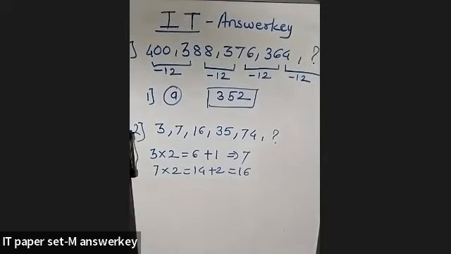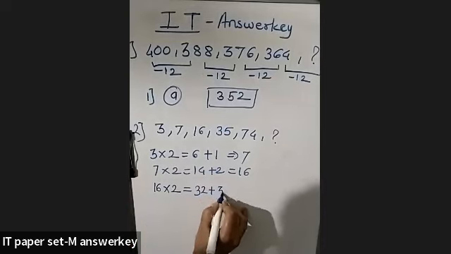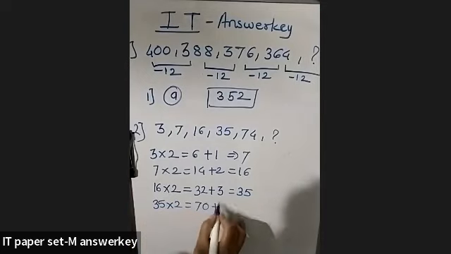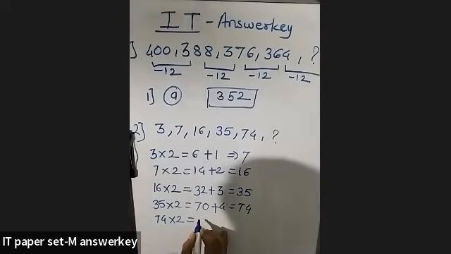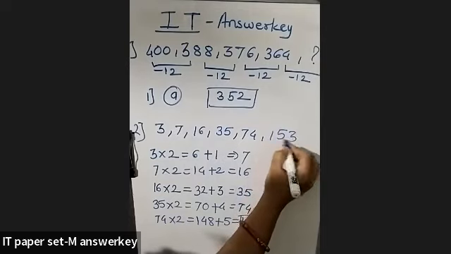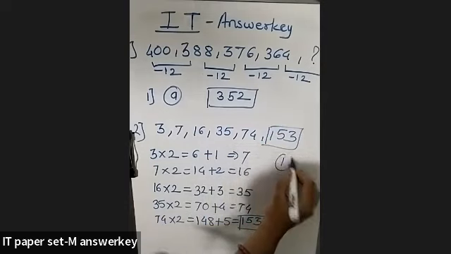Similarly, 16 multiplied by 2 is equal to 32 plus 3 equal to 35. 35 multiplied by 2 is equal to 70 plus 4 is equal to 74. Now, 74 multiplied by 2 is equal to 148 plus 5 is equal to 153. So the next number will be 153. So the correct answer is option number A, that is 1.